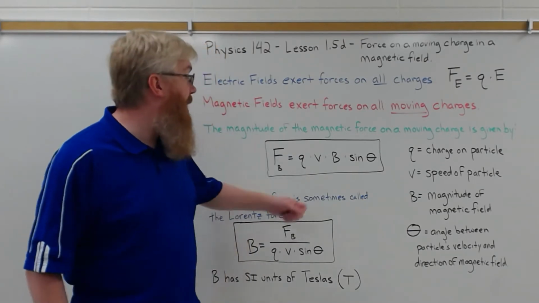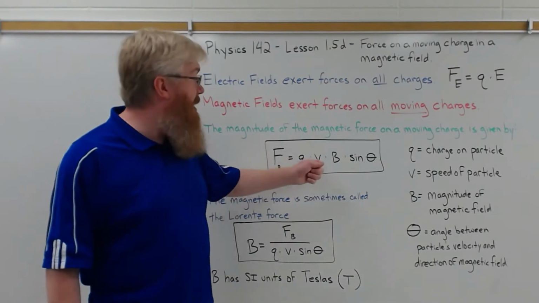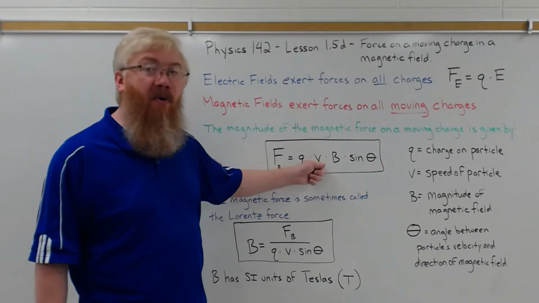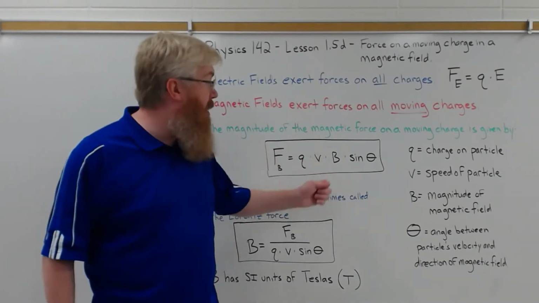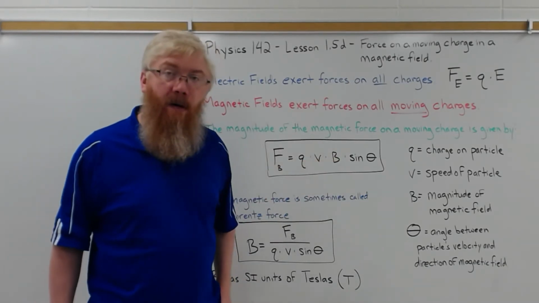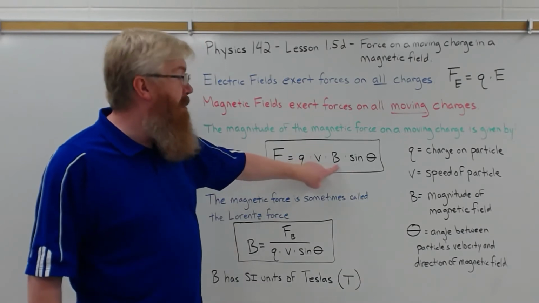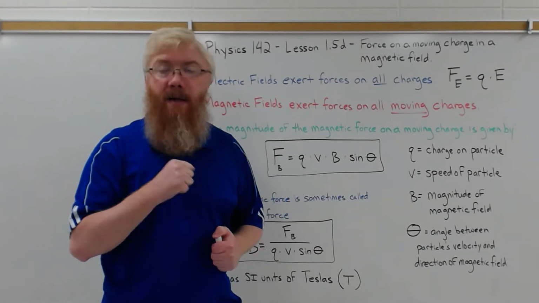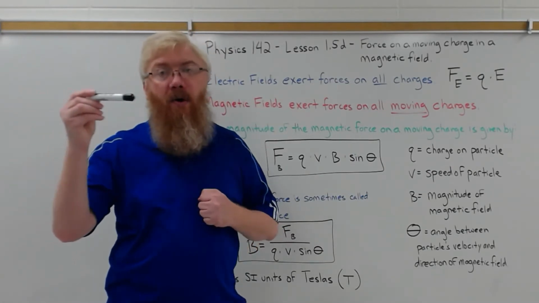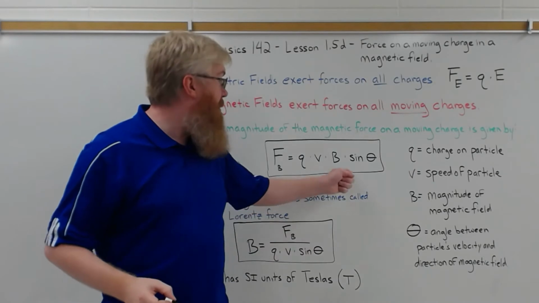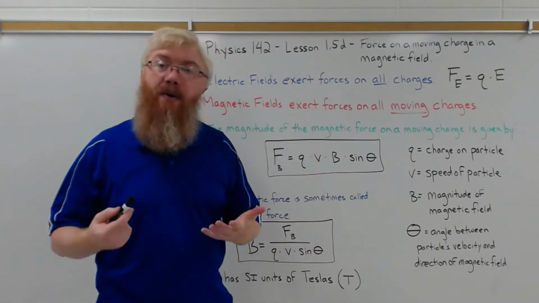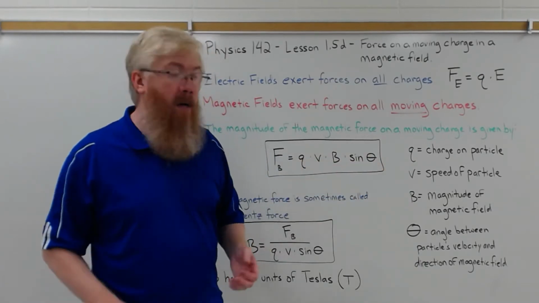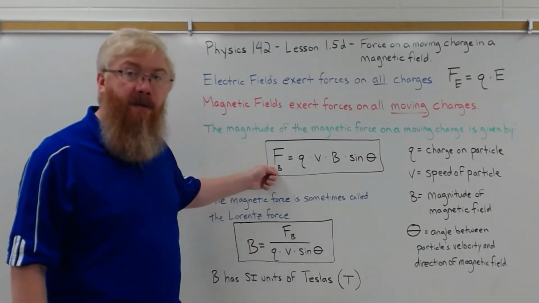So it's not enough that the object has to be charged. It's not enough that the object has to be in a magnetic field. It's not enough that the object has to be moving. It's how the object is moving with respect to the magnetic field. If the velocity and the magnetic field are in the same direction, so let's say the magnetic field is going to your right on the screen here, and the particle is going to the right, then the angle between the velocity and the magnetic field is zero. Sine of zero, plug it into your calculator, is zero. So there is no magnetic force.